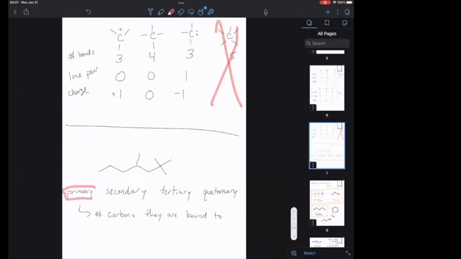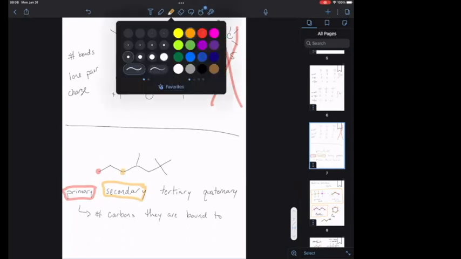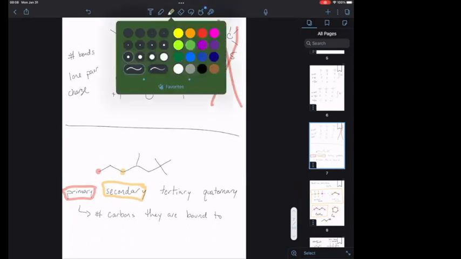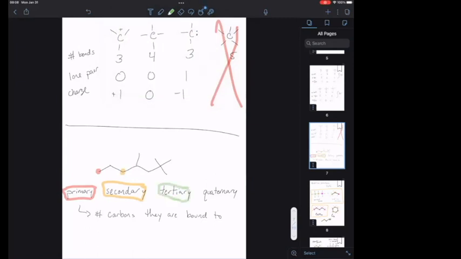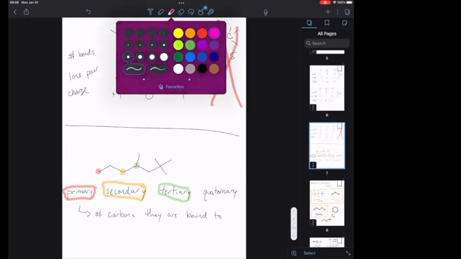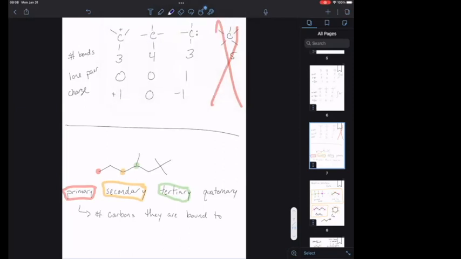A primary carbon would be one that is only bound to a single other carbon, like this one here. It's only bound to this one other carbon. A secondary carbon is one that's bound to two other carbons, for example this one here. Hopefully you see where I'm going with this. Tertiary is a carbon that's bound to three other carbons, like that one there. And quaternary is bound to four other carbons.